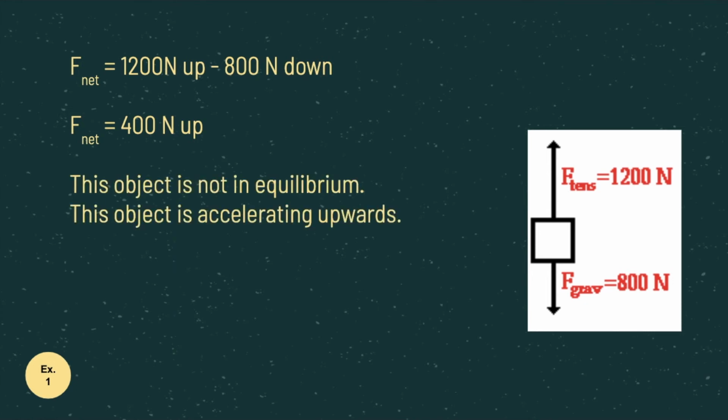As a result, I know this object is not in equilibrium. The forces are unbalanced, so it's not equal, not in equilibrium, and thus the object must be accelerating upwards. That extra 400 newtons of force is causing the object to accelerate up. This might be something like an elevator, where tension in the elevator cable is greater than gravity pulling it down, so it accelerates upward.